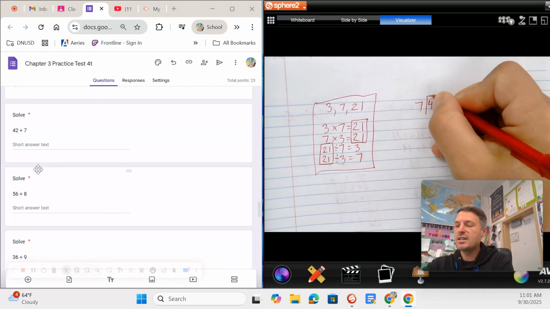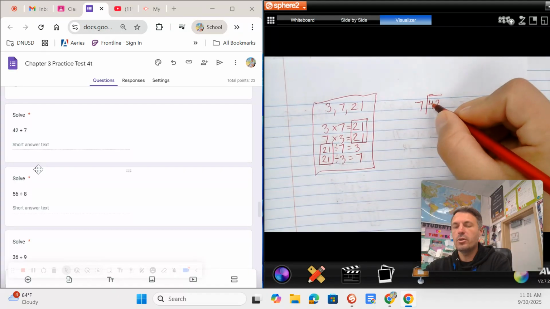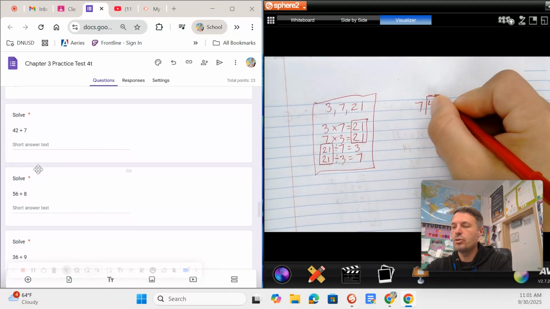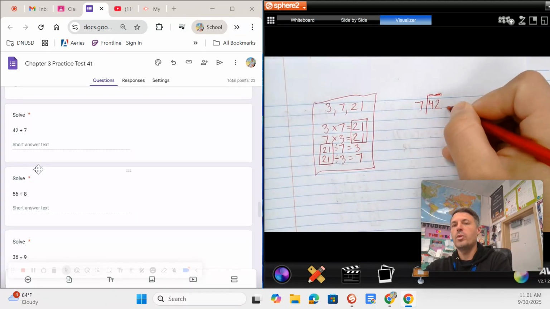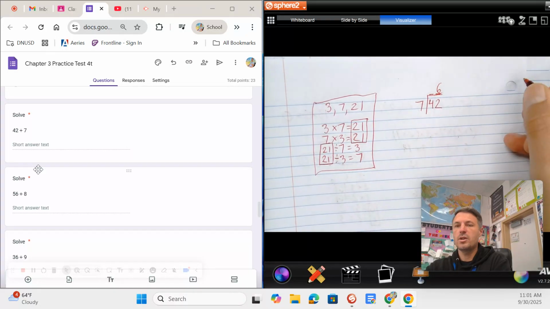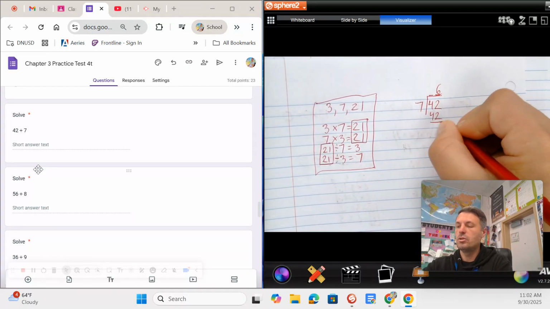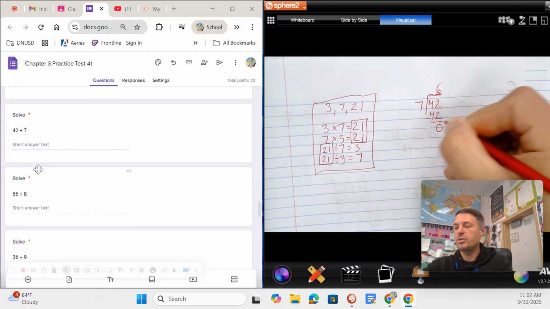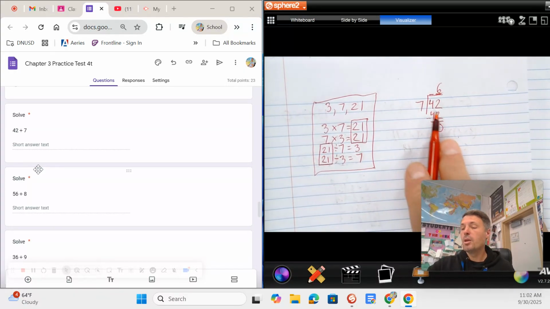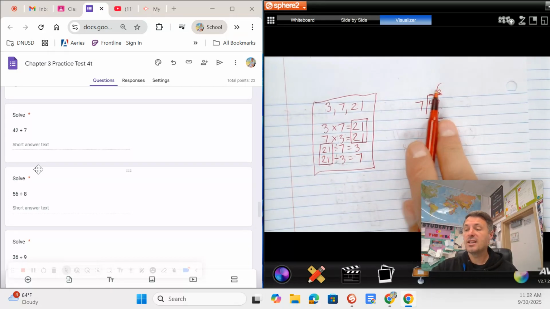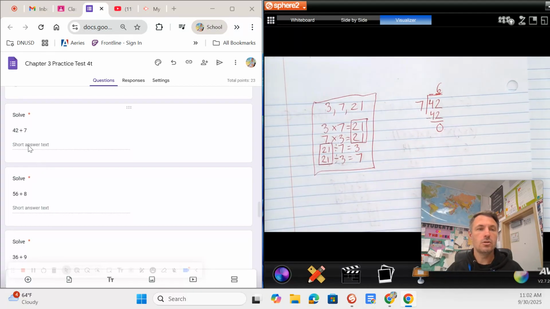So we don't put that 6 here above the 4 because 7 isn't going into 4. We put it here above the 2 because 7 is going all the way into 42. So we put the 6 right here. Now 6 times 7 equals 42, and 42 minus 42 equals 0. There's no remainder because 7 can fit into 42 exactly 6 times, since 7 times 6 equals 42. So you click right here, and you put a 6 right there.